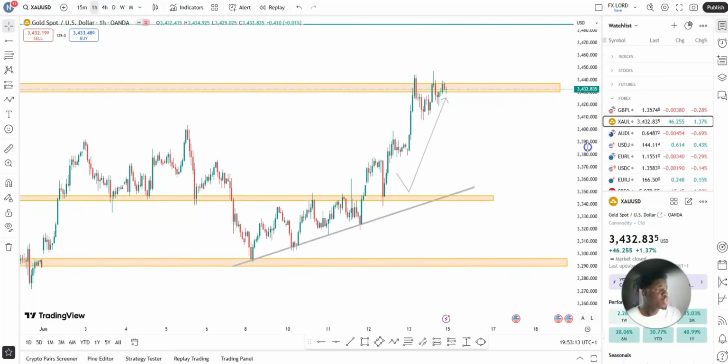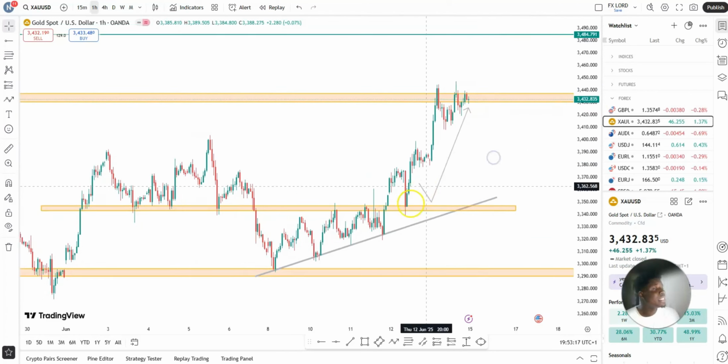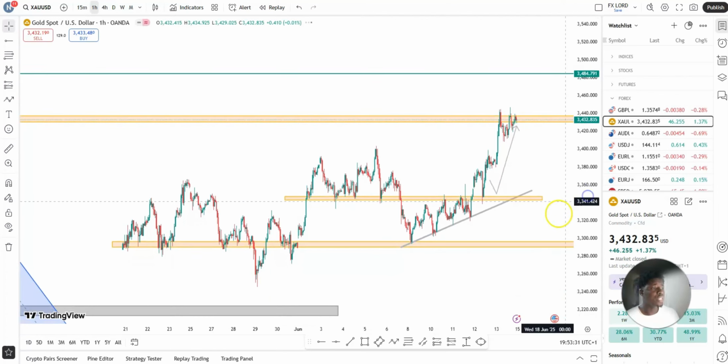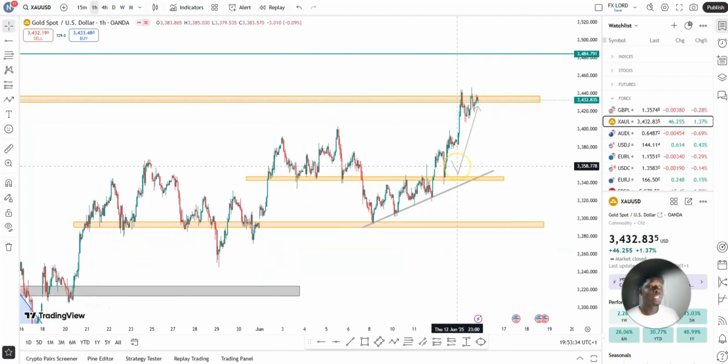So XAUUSD, in a previous video, we talked about XAUUSD retesting this minor support level before going back to the upside. This actually happened. So if I zoom out my chart now, this is what I was expecting. This is what we predicted was going to happen. This was what we analyzed in the previous video, and it played out really cool and really pretty.